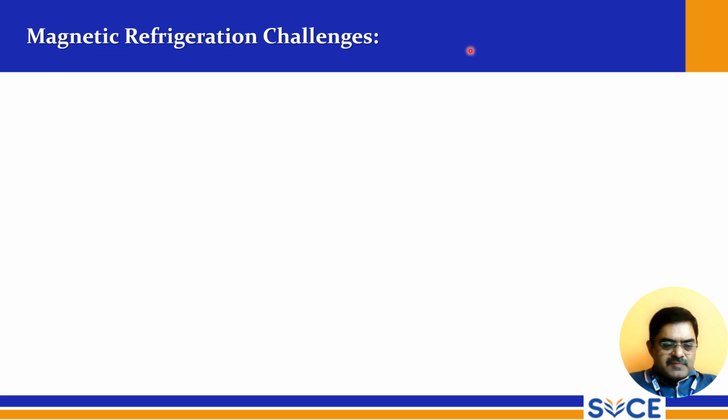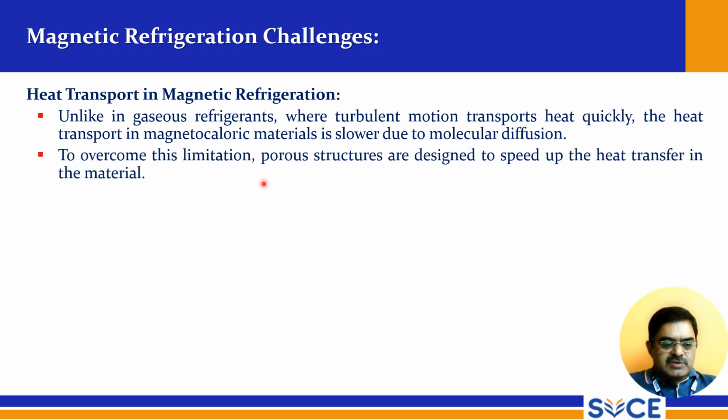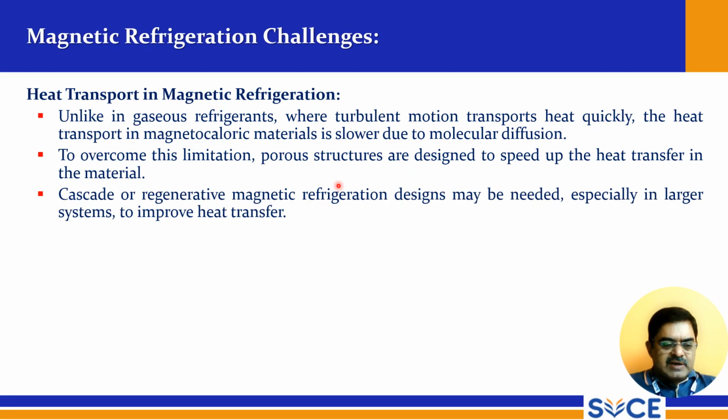Now, challenges in magnetic refrigeration: heat transport. Unlike in gaseous refrigerants, where turbulent motion transports heat quickly, heat transport in magnetocaloric materials is slower due to molecular diffusion. To overcome this limitation, porous structures are designed to speed up heat transfer in the material, and cascade or regenerative magnetic refrigeration designs may be needed, especially in larger systems, to improve heat transfer.